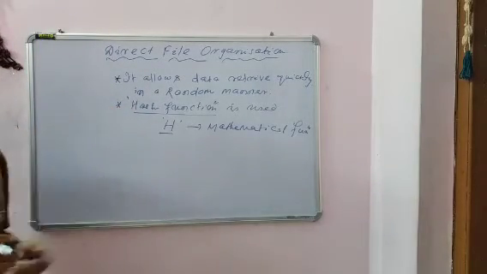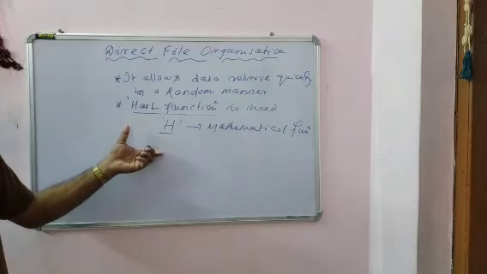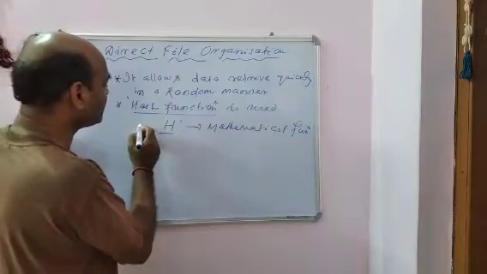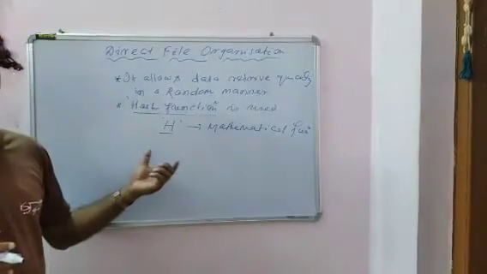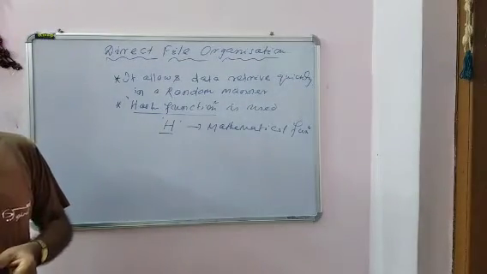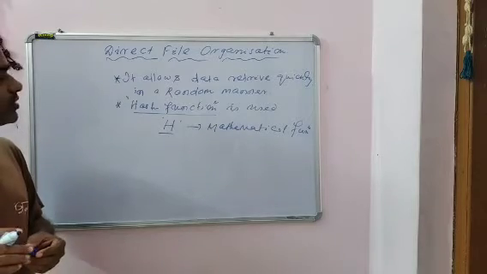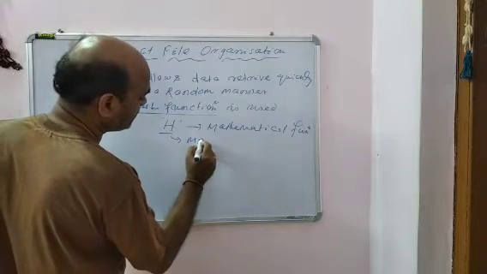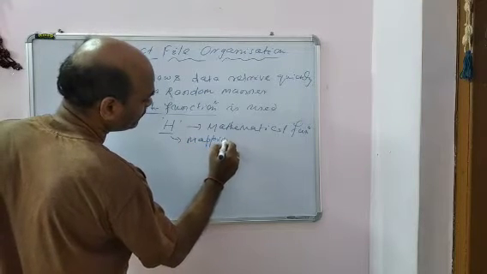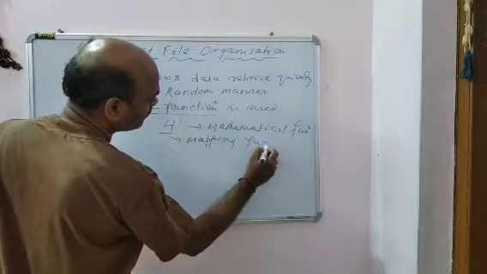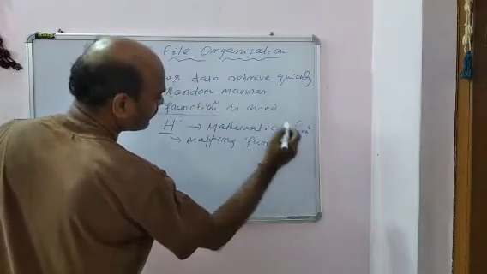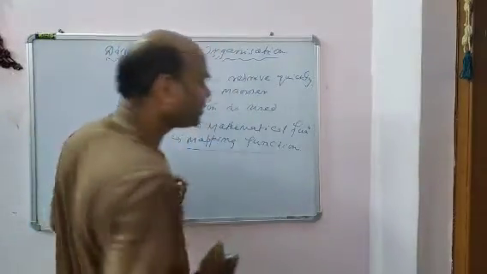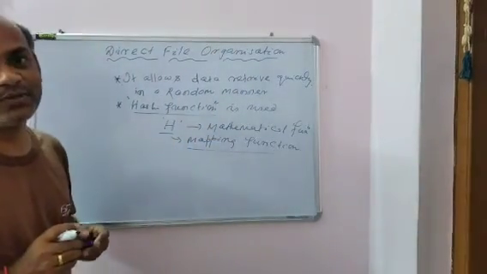This hash function is a mathematical or arithmetical manipulation process. This process is also called a mapping function. It is a mapping function. So mapping means a mapping between a key value and an address, a memory address.